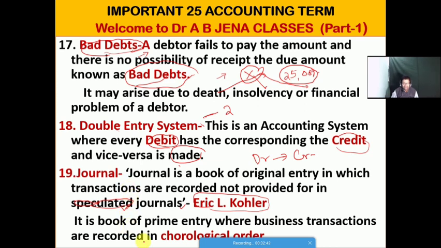To simplify again, it is a book of prime entry where the business transactions are recorded in chronological order. Suppose in the month of January, on January 1st, then 2nd, then 3rd, the business transactions will be recorded in chronological order. Friends, in the description I will give the right definition given by Eric L. Kohler, so don't worry, be happy, kindly follow the description.